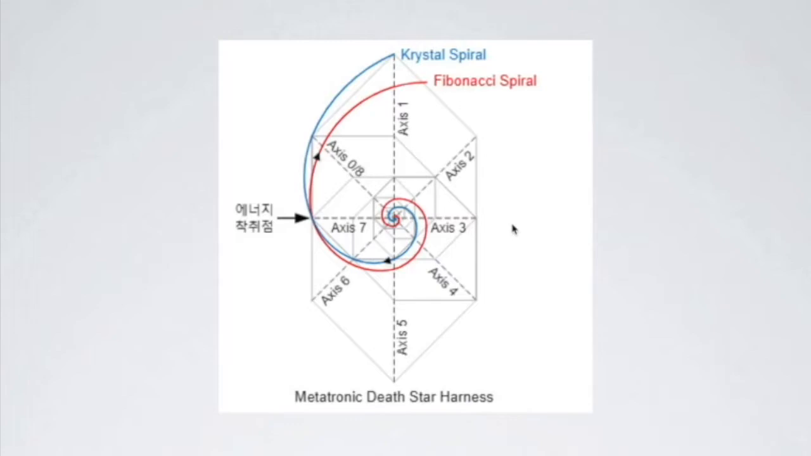We're actually experiencing both of these creational code programs on top of each other at the same time, which has caused many, many problems on this planet. Now, what's interesting is this point here is where the two spirals will cross.